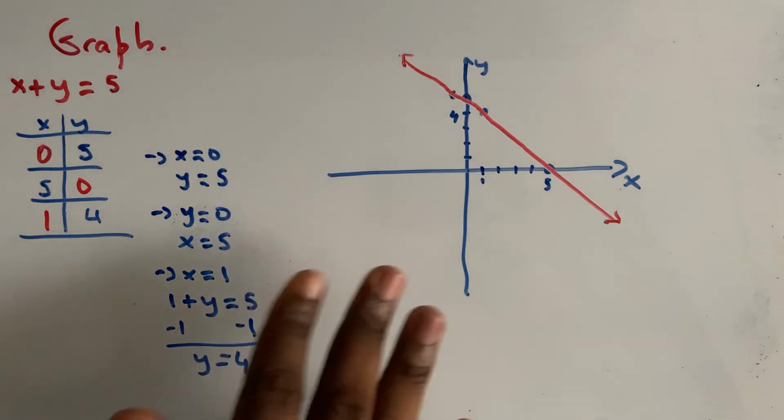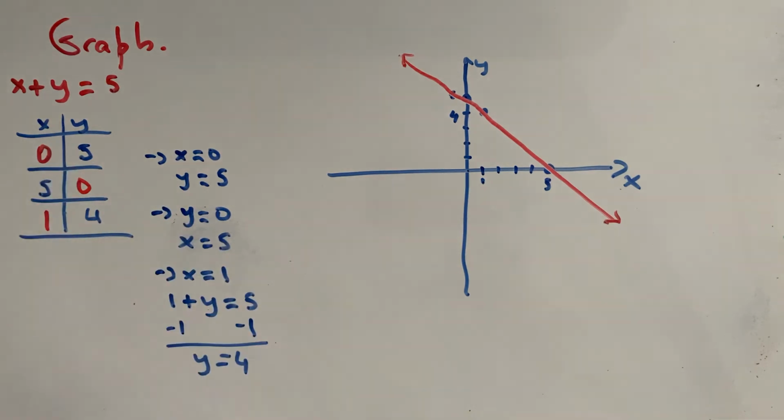Now, as you see, you can graph using 3 points. This is one method. Also, you can graph using what we call the rise over run method, which is what I'm going to show you in another video, not in this one.